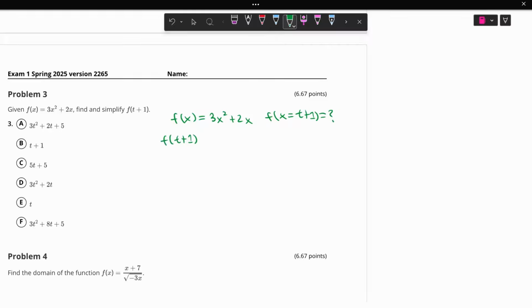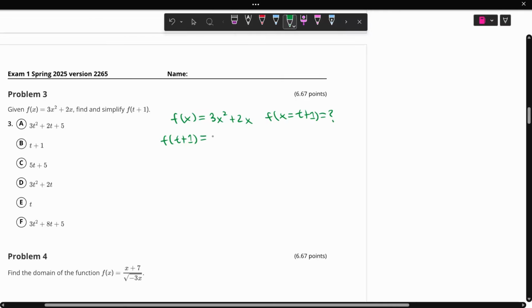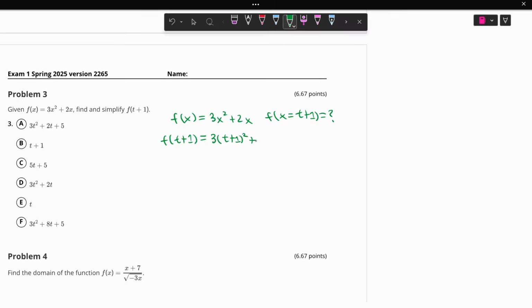Since we replaced x with t plus 1 on the left side of the equation, we're going to have to do the same thing to the right side of the equation. So you should end up with something that looks like this, where you have f of t plus 1 is equal to 3 times t plus 1 squared plus 2 times t plus 1. So then all we have to do from here is simplify, and we'll have our answer.